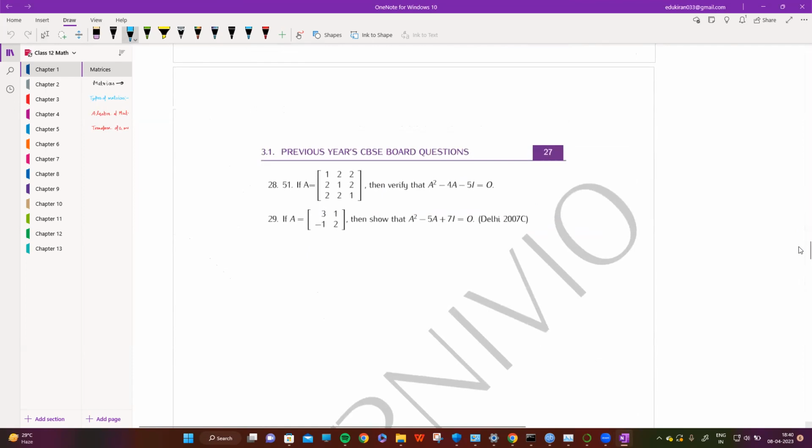In that case, let's find out for this question, question number 28. If A is equal to [1, 2, 2; 2, 1, 2; 2, 2, 1], then you have to find out the value for this expression. I'm writing the expression for which you have to find the value.